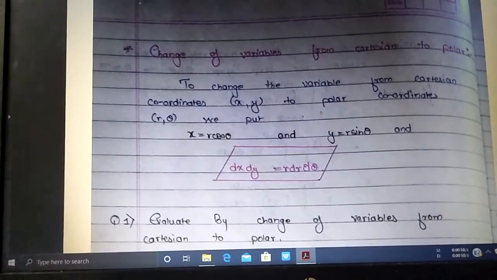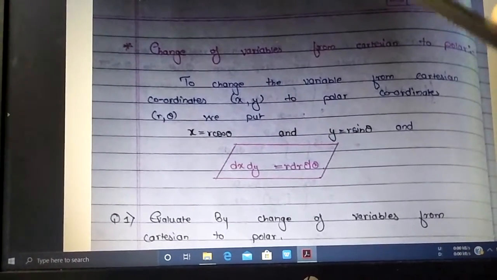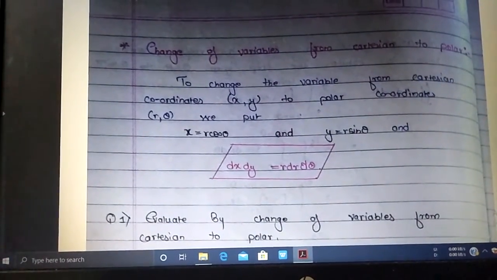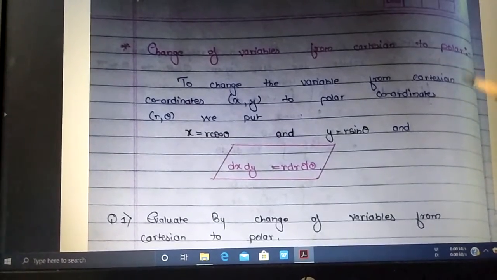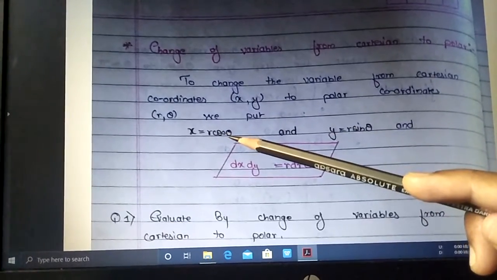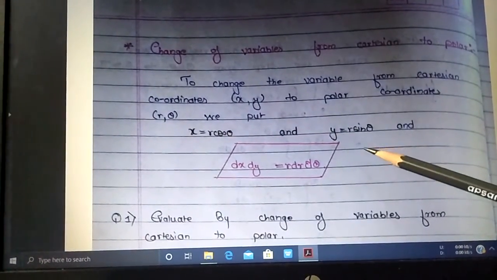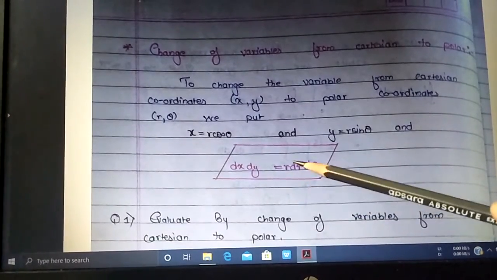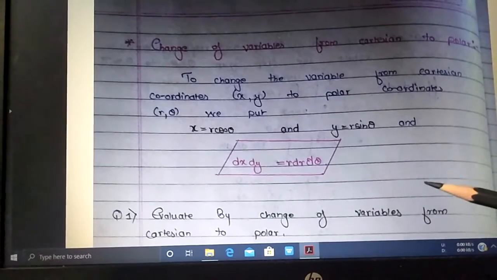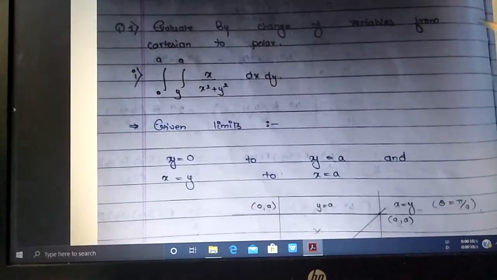This is the case when the limits of the integration are not given. Now, how to evaluate this is our main topic, that is, change the variable from Cartesian to polar form and evaluate. In order to change the variable from x, y to r, theta, we have to substitute x is equal to r cos theta, y is equal to r sin theta, and dx dy is equal to r dr d theta. Always remember this substitution while changing the variable from Cartesian to polar. So evaluate this integral by changing into polar form.